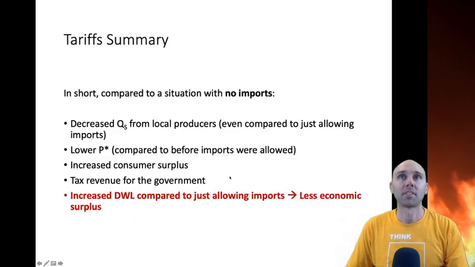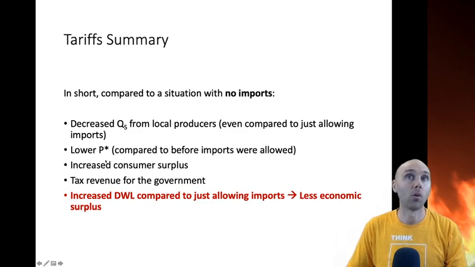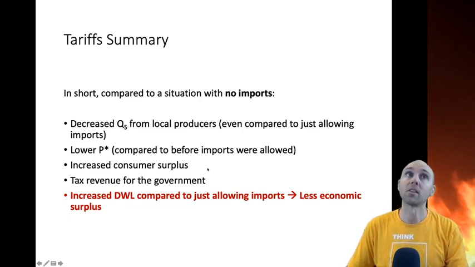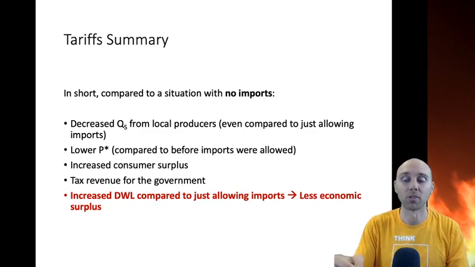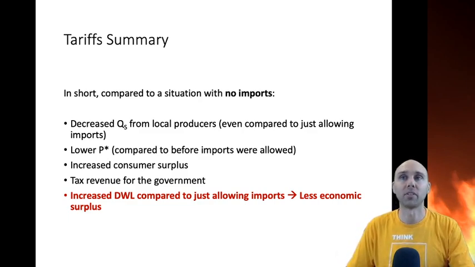So to sum up tariffs then, if we compare it to a situation where there aren't any imports at all, allowing imports but with tariffs leads to a decreased supply from local producers, a lower P star compared to before the imports were allowed, an increase in consumer surplus, though not as much as in the case where it was open without tariffs, and tax revenue to the government. It is a better situation than having a completely closed economy, but still there's an increased deadweight loss compared to just allowing completely free trade, which is behind the main criticisms of Trump's approach.